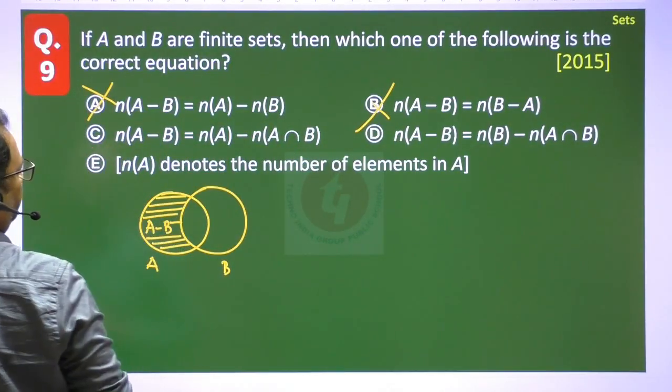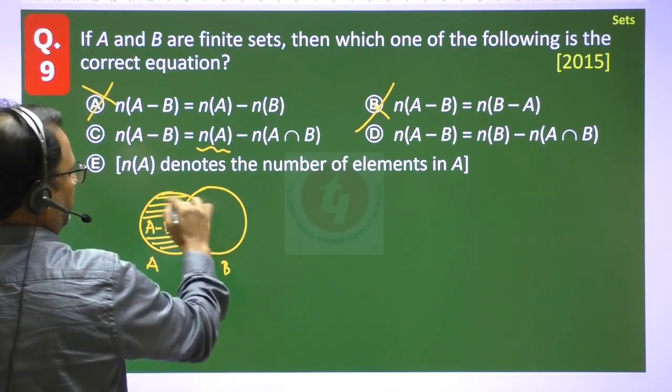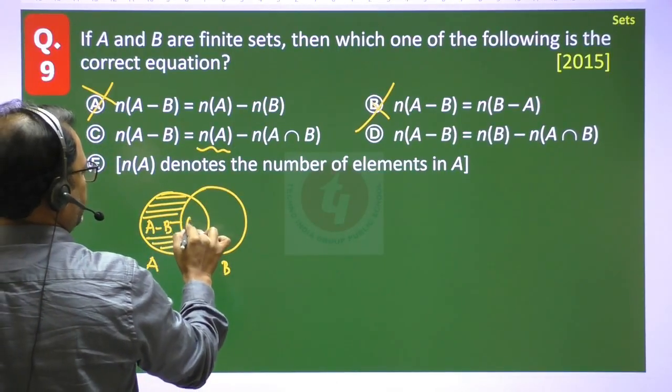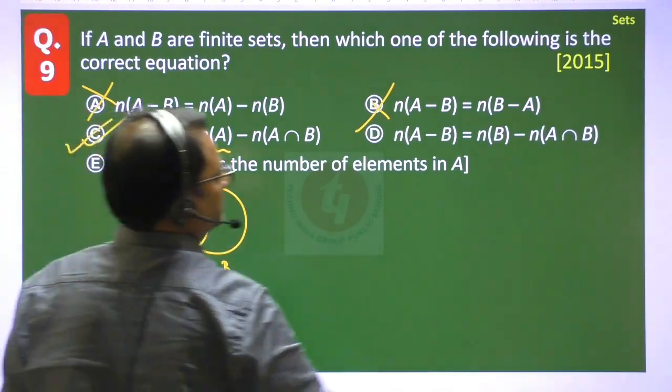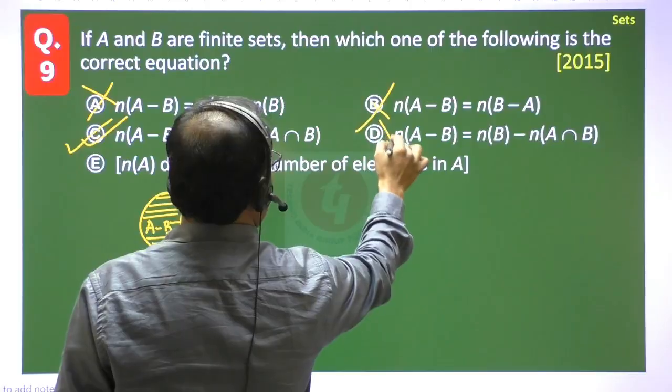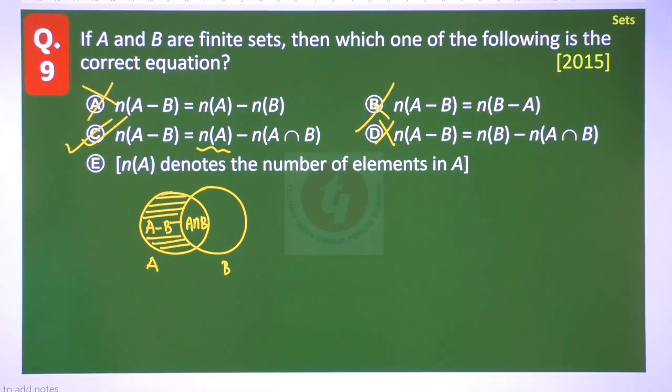This part, n of A minus B, we can write as n of A, the total number of elements in A, minus their intersection. This one, yes. Option C is the correct option. The other is also wrong. It is true for B minus A. Okay?